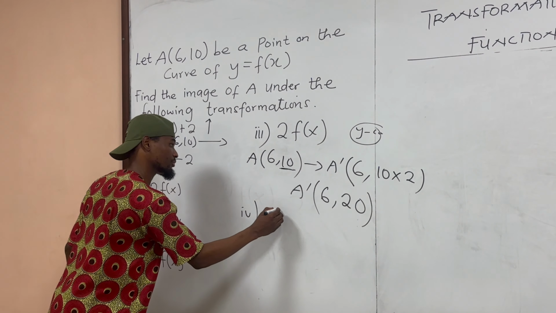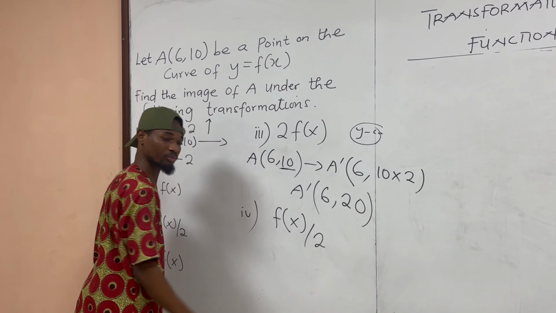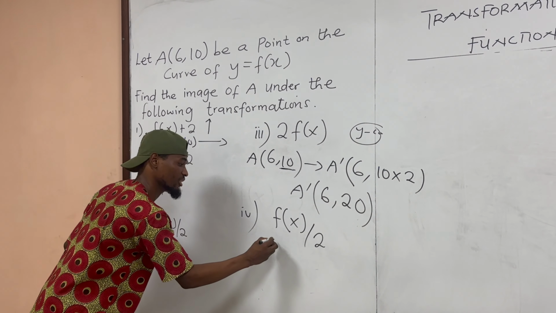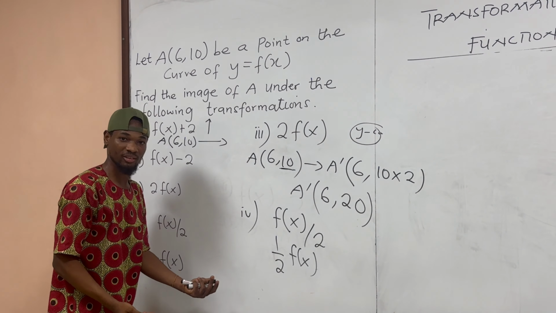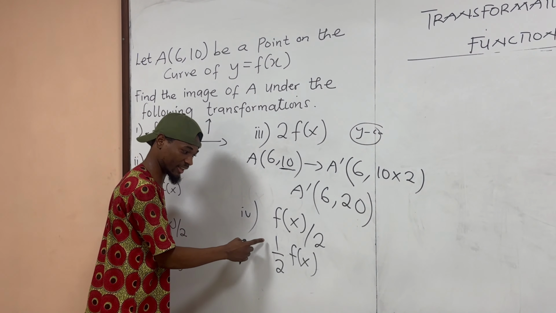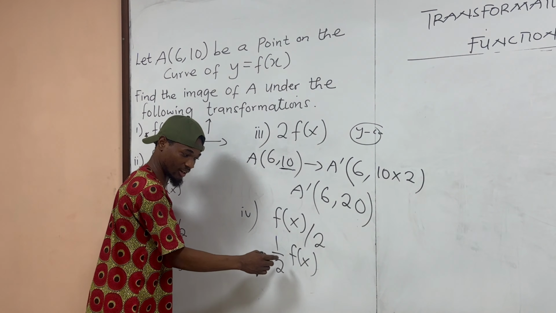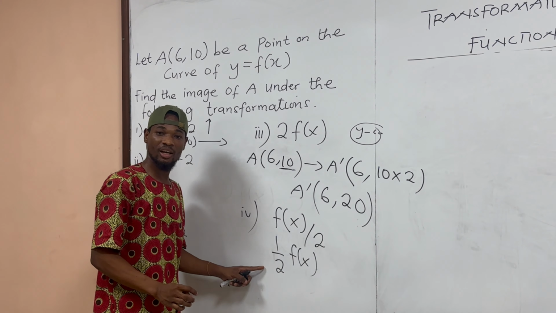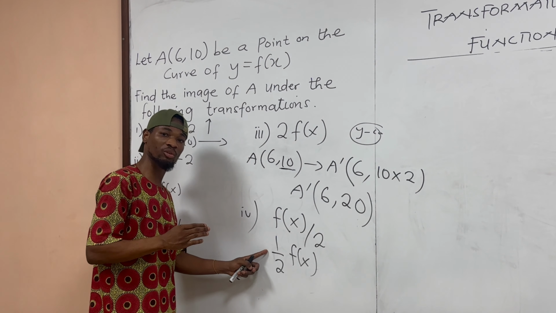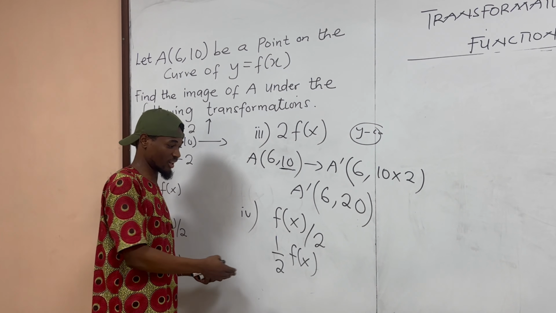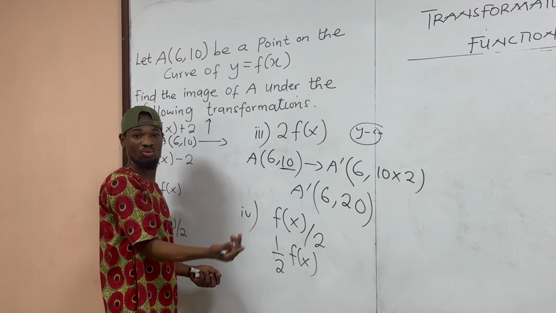Okay. I have f of x divided by 2. This is the same as 1 over 2, then f of x. It's just the same thing. So this one again is vertical. But this one will be vertical compression or vertical shrinkage. Why do we say shrinkage for compression? Because we have a fraction over here. And 1 over 2 is far less than 2. You get it that way?